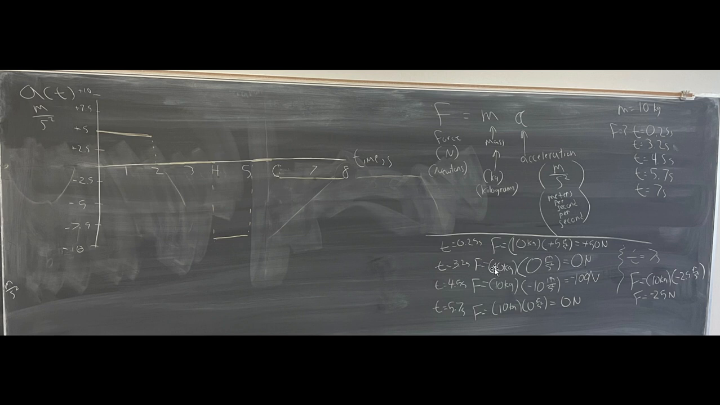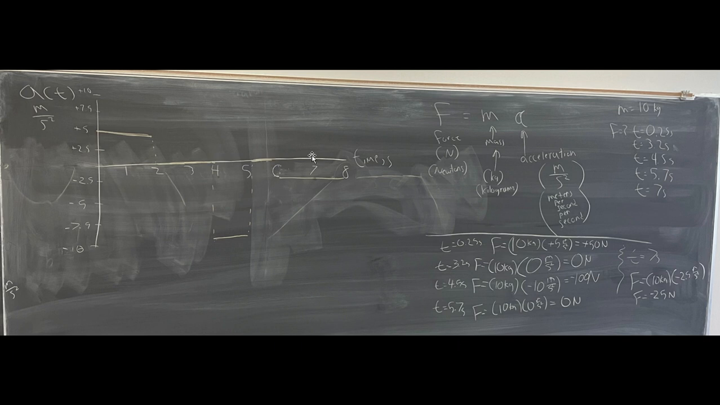or 0 newtons. At 4.5 seconds, we're somewhere between 4 and 5. It doesn't matter what value, it just matters that we're touching this value for acceleration here of -10. So the force that the object is currently experiencing is 10 kilograms times -10 meters per second squared, to equal -100 newtons. And then for 5.7, it would be 0 newtons.